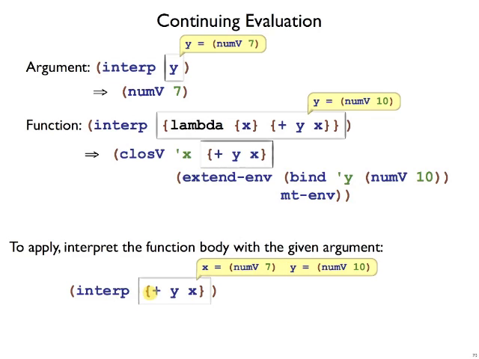From this point, you can see how interp will interp a plus expression, evaluate y and x, and get 10 and 7 and add them up to 17, as we expected.